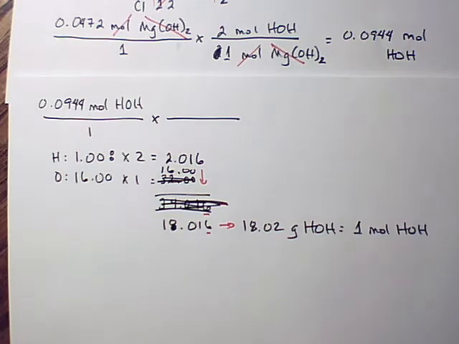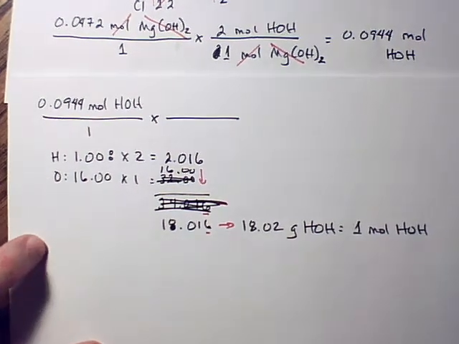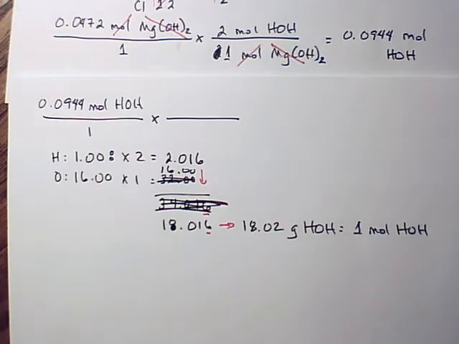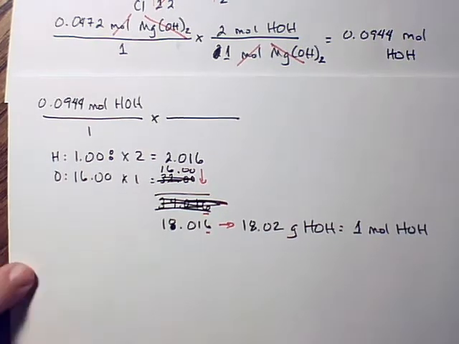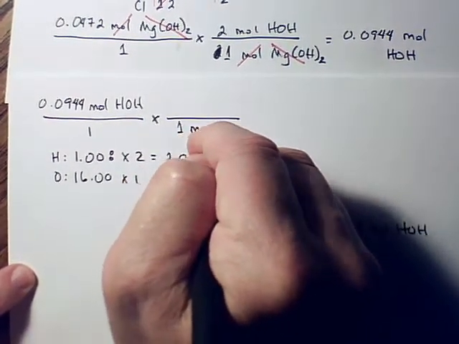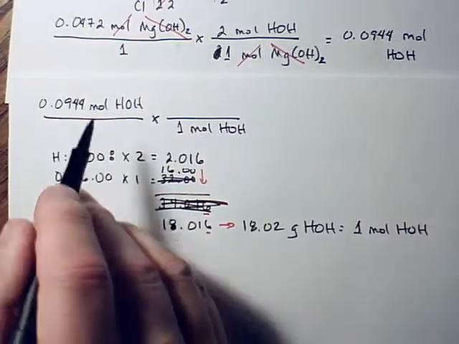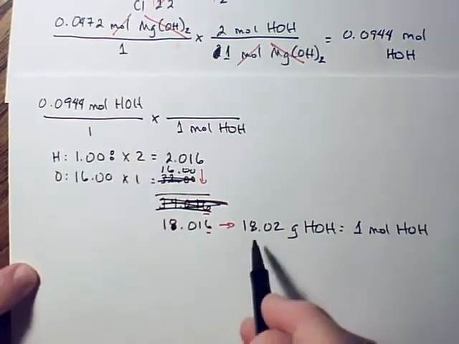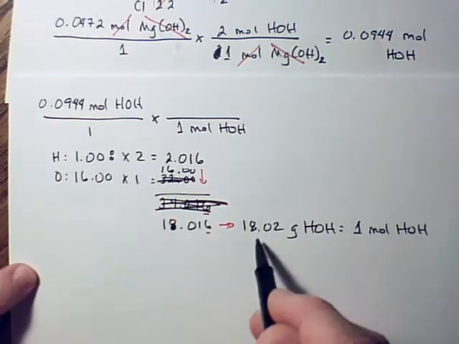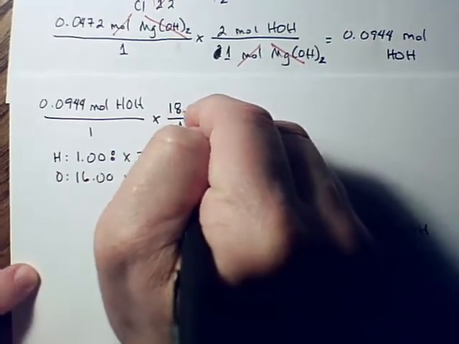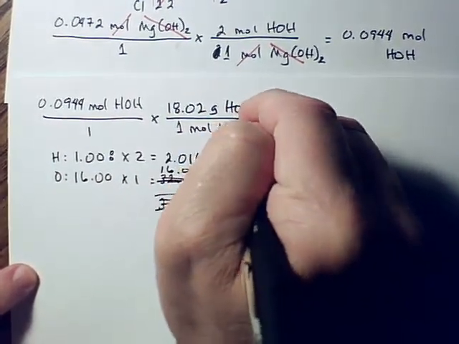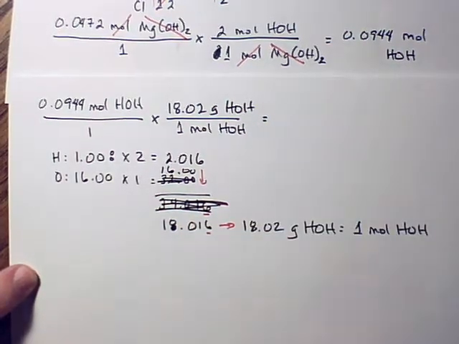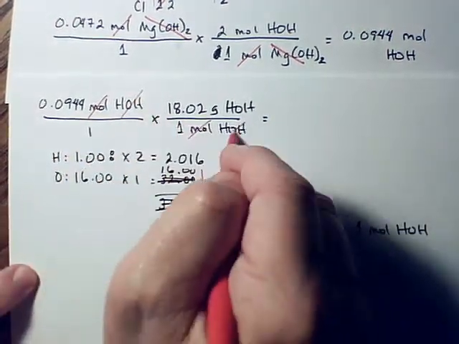Okay? Where do the moles go? On the bottom. Just don't put it in your yard. 1 mole HOH, because I want to match the units and species in the top of this previous step. The other side of this equality statement goes on the top: 18.02 grams HOH. Cancel units, species, and multiply.